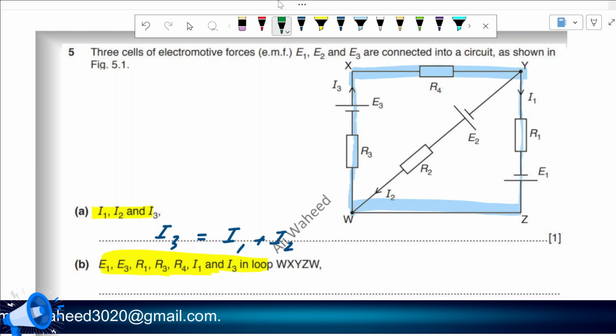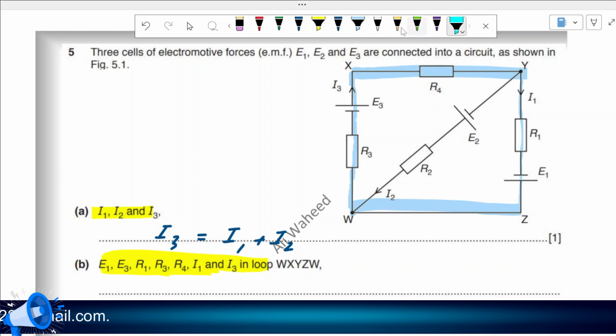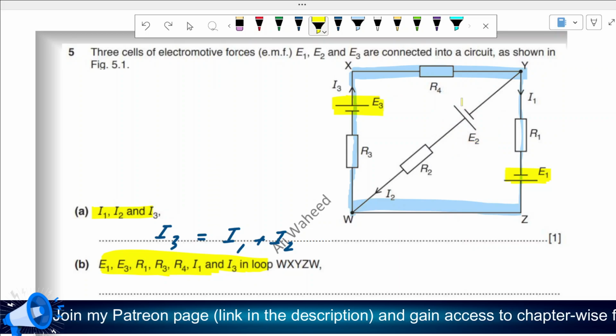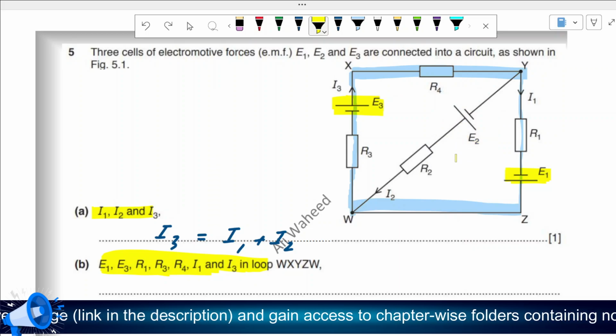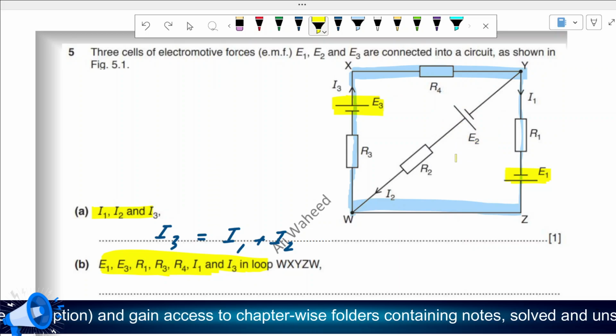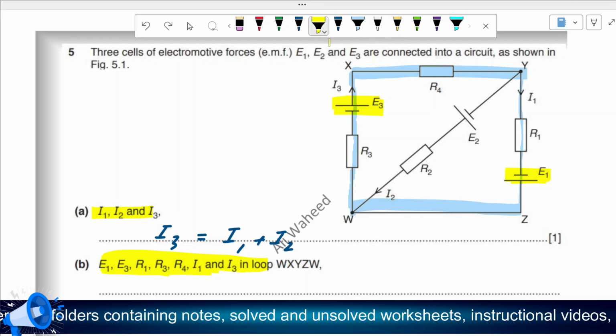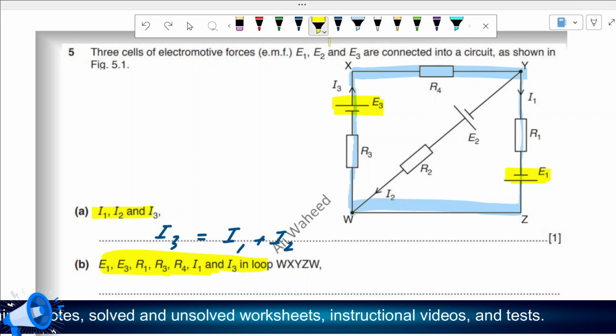What are the two batteries in our circuit that we have labeled? It's E1 and E3. This one and this one. What about E2? The thing is, it's not part of the loop. We don't have to do anything with that one, E2. It's not part of the loop. Out of these two, we gotta choose one of the batteries as the reference.